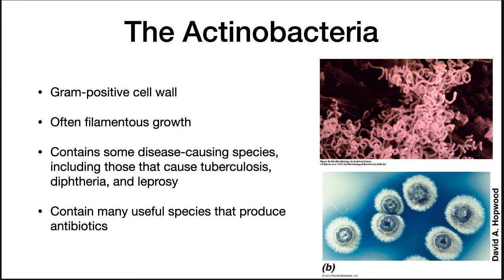The actinobacteria have a gram-positive cell wall and grow by forming filaments, or long tubes. They do contain a few disease-causing members, most notably species that cause tuberculosis. However, this group is also the source of many useful antibiotics.